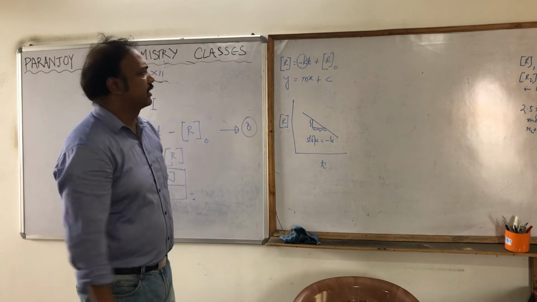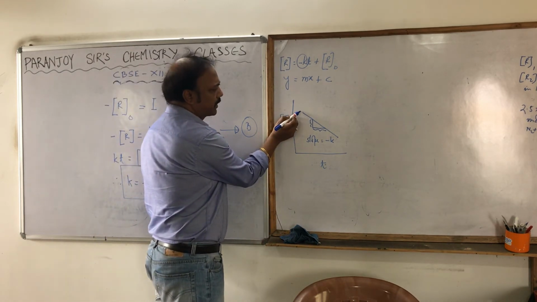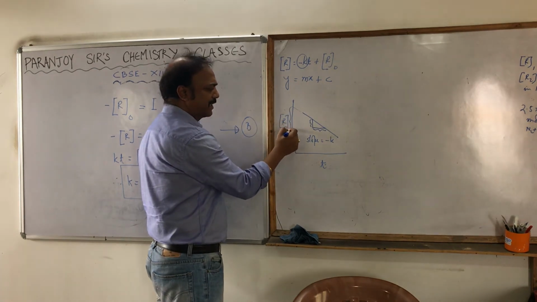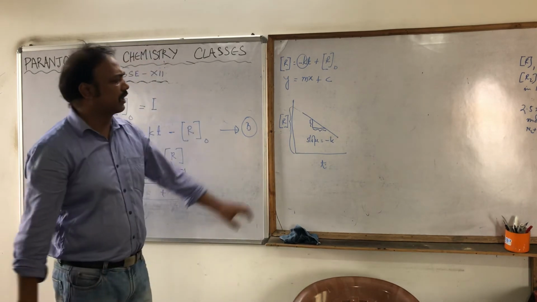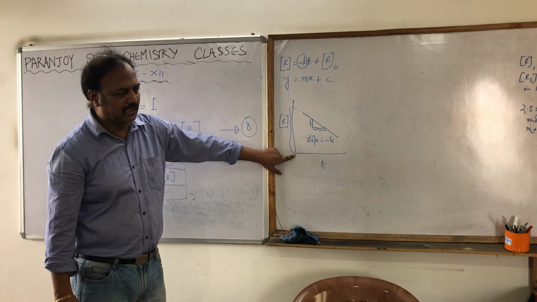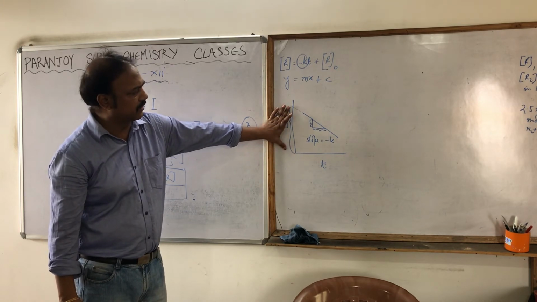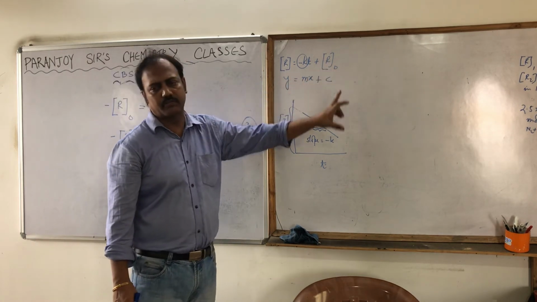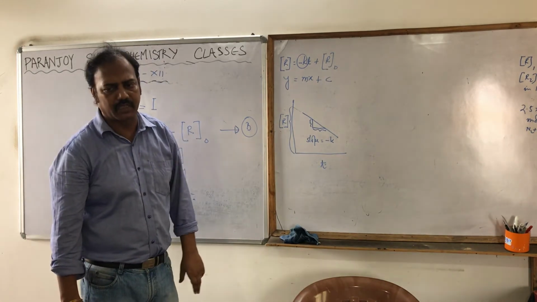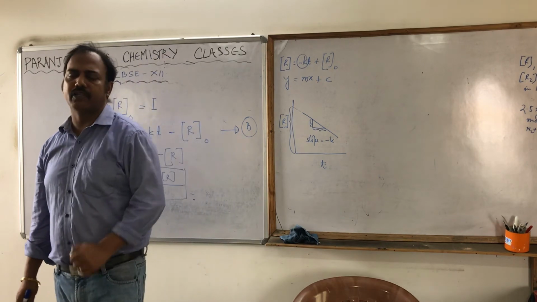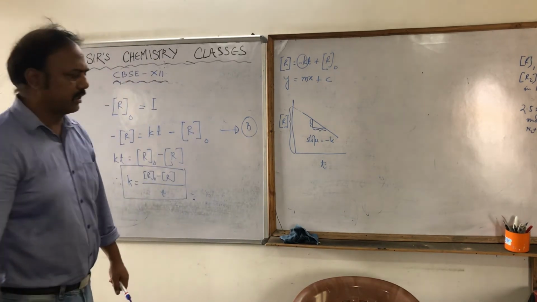And what is the intercept? If we extrapolate the line, wherever it cuts the y-axis, that is C. What is this actually? At t equal to 0, whatever is the concentration of the reactant is the intercept, and that is nothing but R0. R0 is the initial concentration of the reactant. So this is the graphical representation of the zero order reaction.